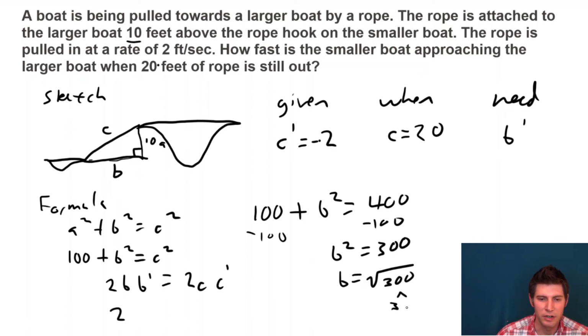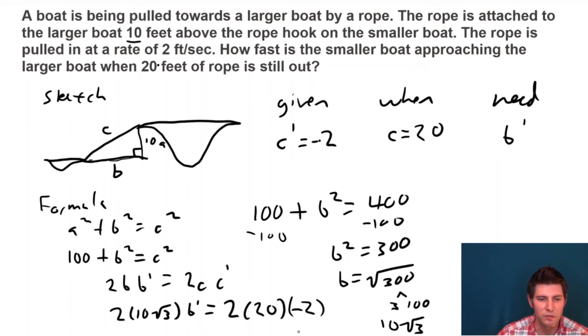Which we can factor tree right now. We get 3 times 100. Square root of 100 is 10, so it's 10 root 3. So our b is 10 root 3, which we got by plugging into Pythagorean theorem with some of the values that we were given. B prime is what we need, equals 2. C is 20, and they gave us c prime is -2.